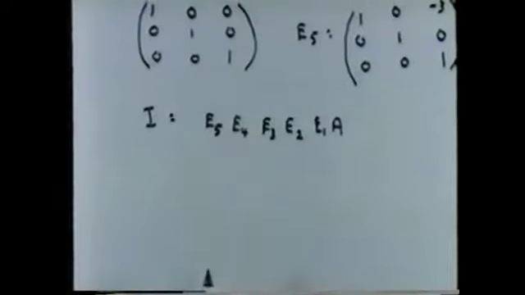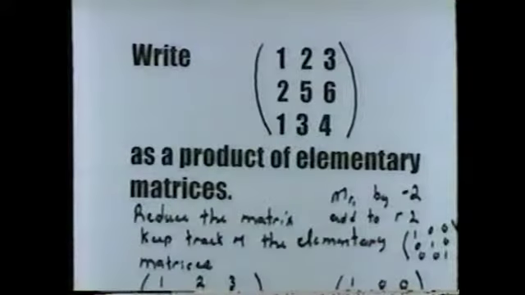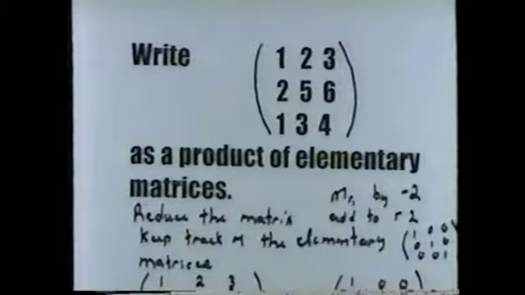But our problem was not to write the identity matrix as a product of elementary matrices. It was to write the matrix A. So I need to get A as a product of elementary matrices.